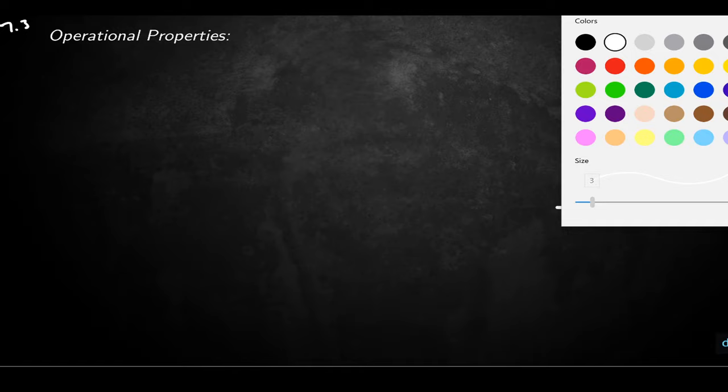So let's look at some operational properties, what they're called. This is really the beginning of our section 7.3. I think I changed it for grading. So 7.3 for us, operational properties. The first one, we're going to call it the first translation theorem.